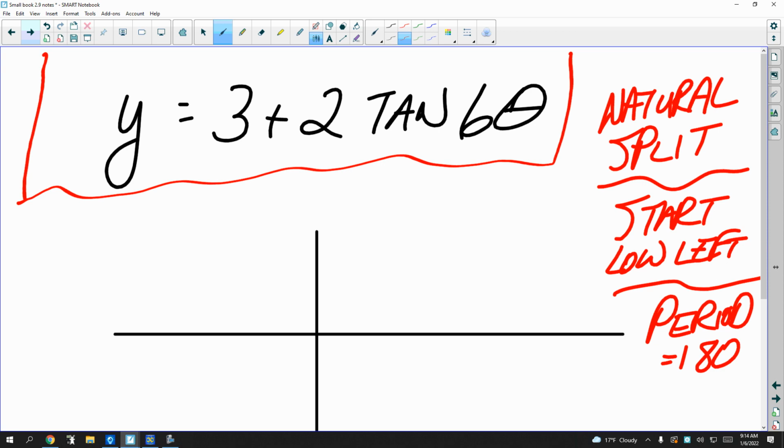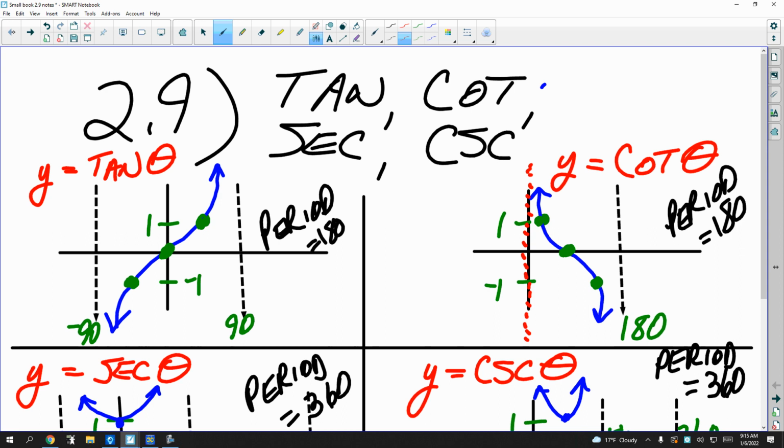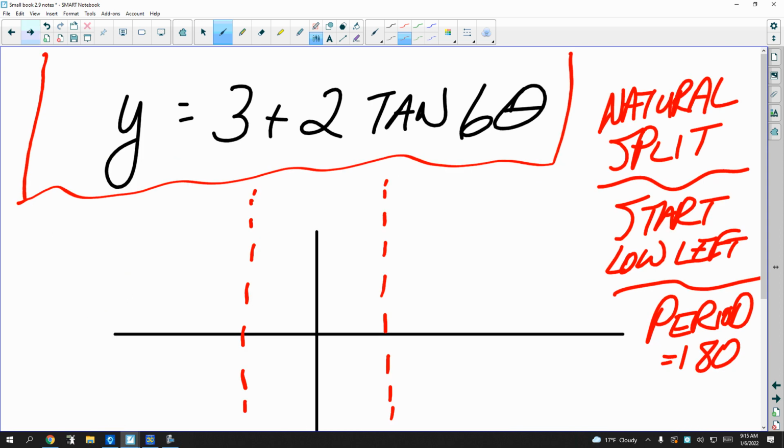Okay, so in my mind, I remember from the graph that tangent has a natural split. So that means something's here and something's here. Natural split. Okay, so hey, look at tangent. It has a natural split. It starts low left. Okay, I can do that. And the period's 180. So this is 3. This goes to 5. And it goes to 1. I lose anybody yet?